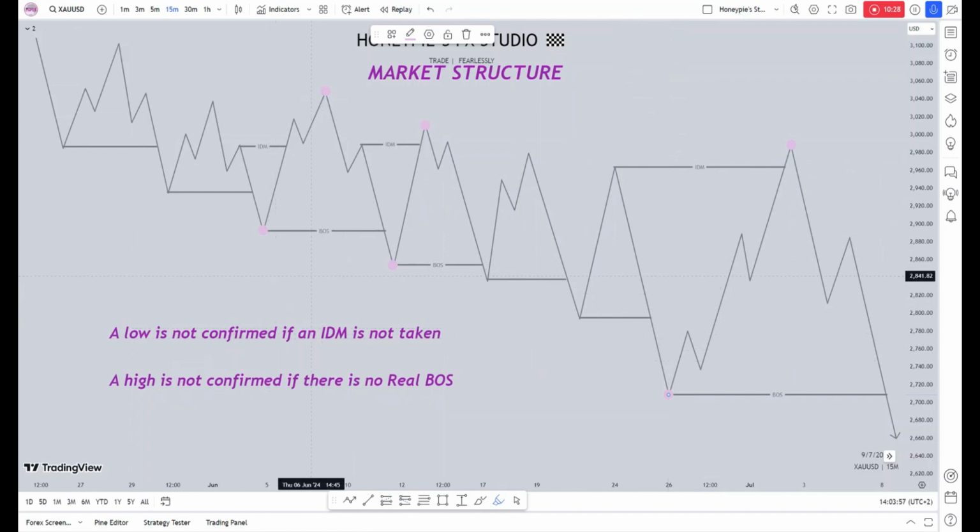So this is pretty much the simple and easiest form on how to identify a proper break of structure, and how to mark out your market structure. So we're going to be diving straight into the chart for us to then see how it plays out and how we can tackle the market right on the chart.